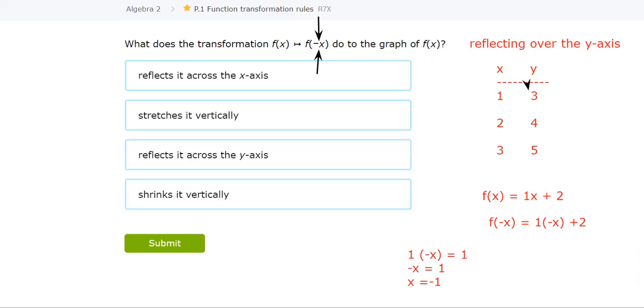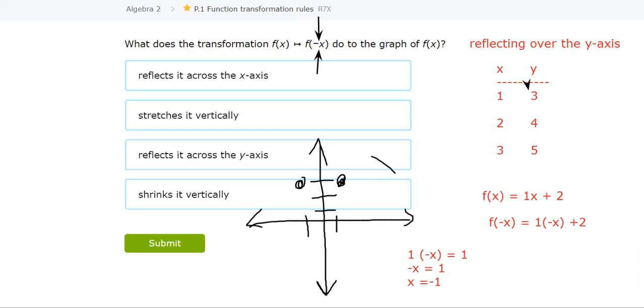So if we're thinking about a graph, that point just went from 1, 3 to negative 1, 3. We reflected horizontally over that y-axis. So I hope this makes a little bit more sense. I hope it helps. We're reflecting across the y-axis, and I hope you're able to get this green. Good luck, guys.